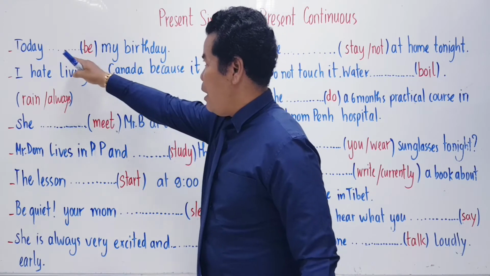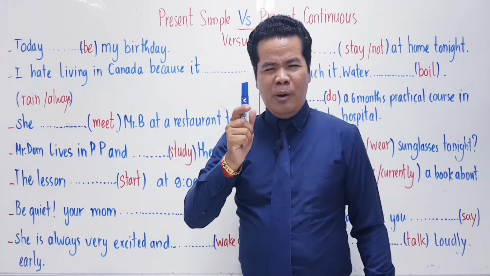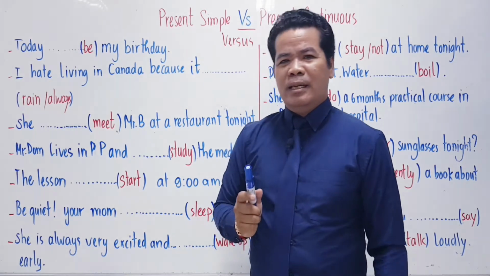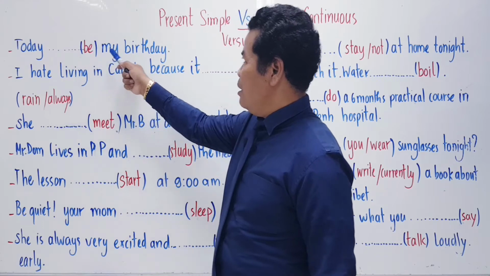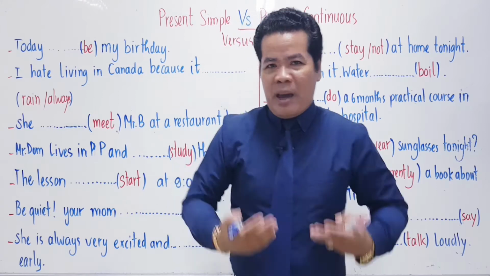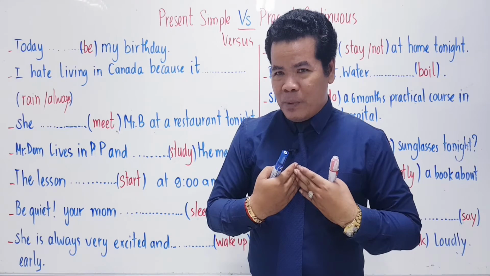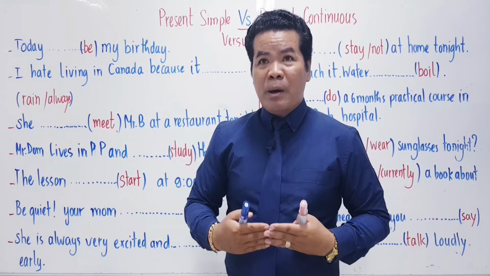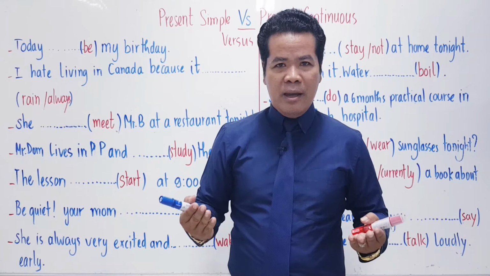Today, blank, be, my birthday. So think about how we use this tense, and when we use this tense. Look at this one. Today, blank be my birthday. So is it a fact or is it not a fact? Today is my birthday. Okay? Even if I don't make my birthday party today, I say, okay, the day after tomorrow is my birthday. But the fact is that today is my birthday. Nothing changed. Alright? Nothing changed.